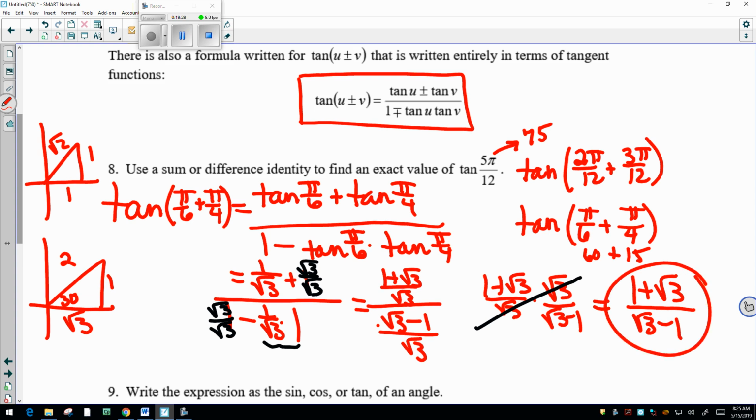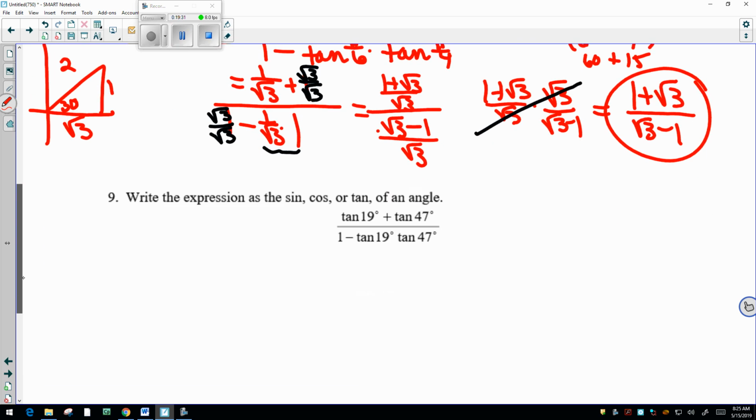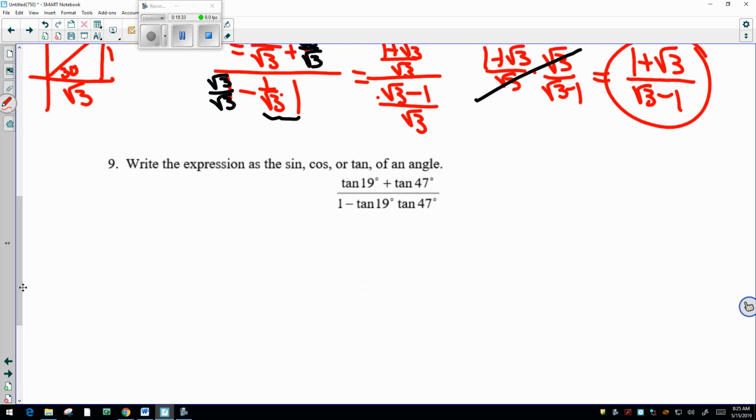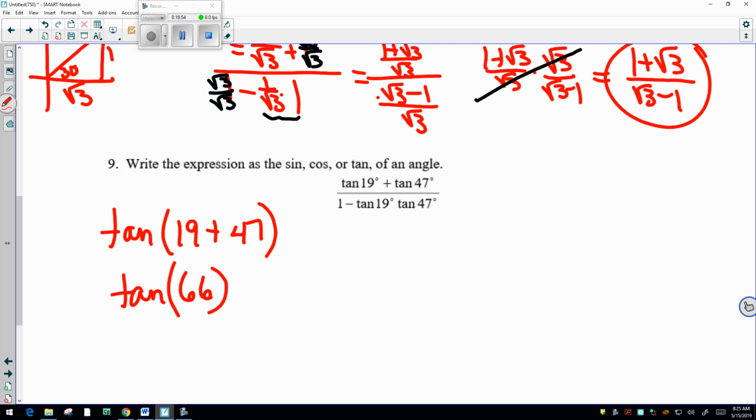Okay. And then lastly, like we did before, we can work this formula backwards and say, okay, what do we have? So I see my two angles. I know it's going to be tangent. I know it's going to be 19. I know it's going to be 47. And I just have to identify, am I adding or subtracting? Since I have a plus sign here and a minus sign here in my formula, those were both on the top, which means I'm adding these. So this is a way of saying the tangent of 66.